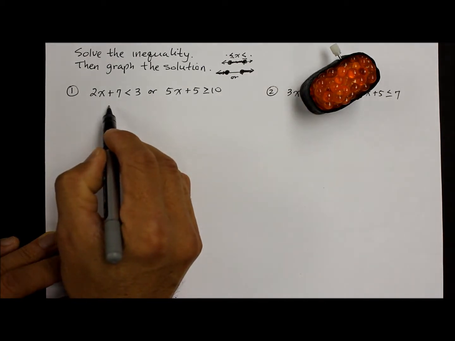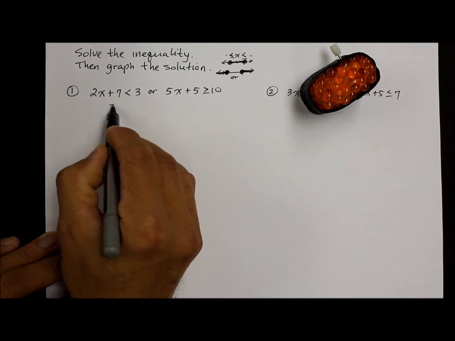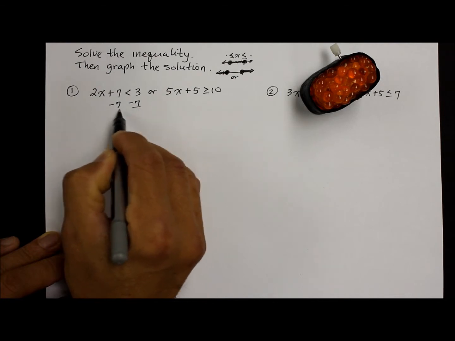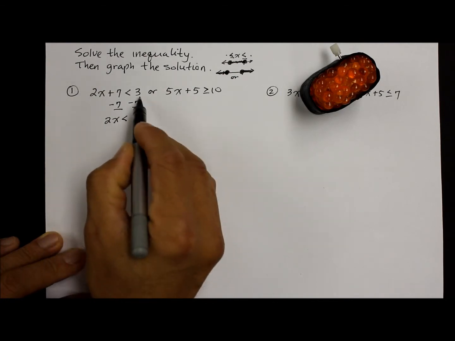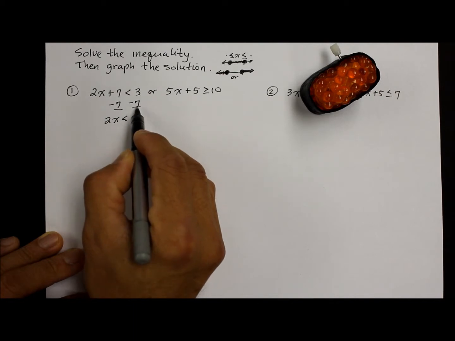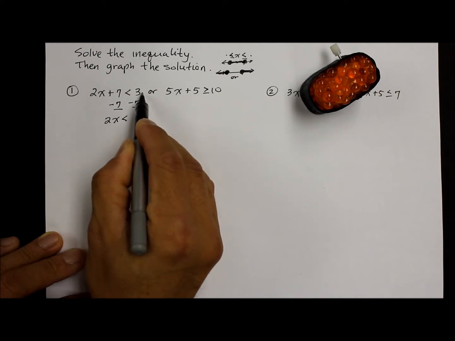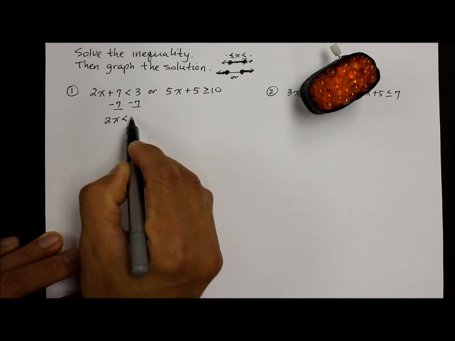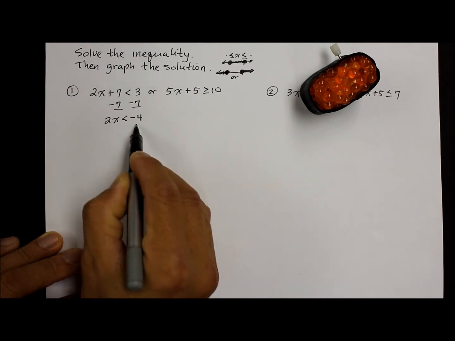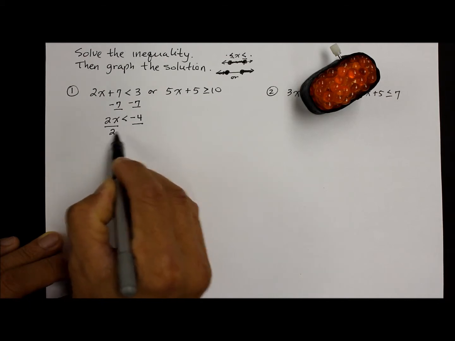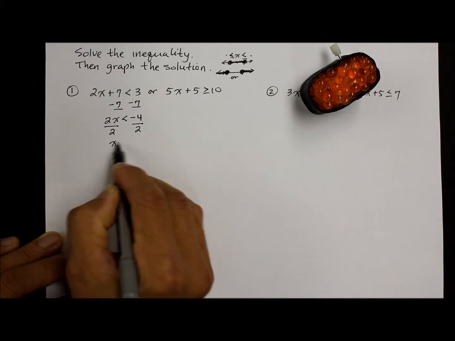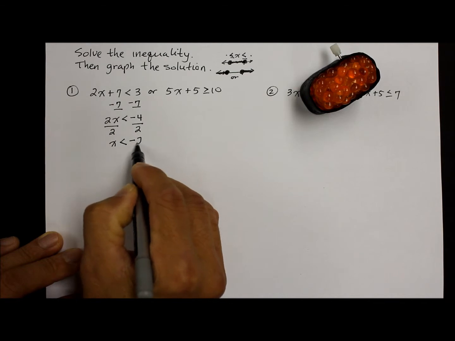So to solve this, we're going to solve for x by subtracting 7 from both sides of the inequality. So on the left we have 2x is less than, well, you have 3, take away the 7. If you have $3 in the bank and you take out $7, you owe the bank $4. Negative 4 balance. Now to solve for x, you divide both sides by 2. So x is less than negative 2.